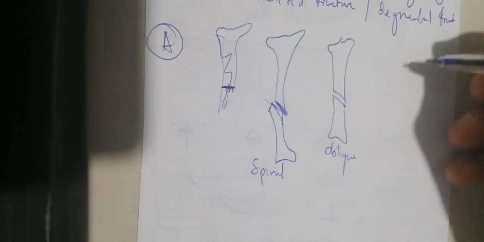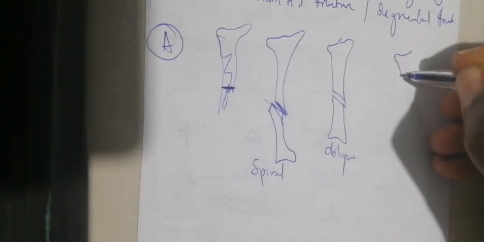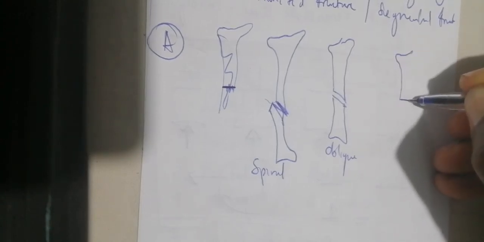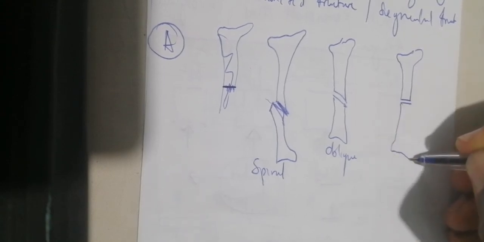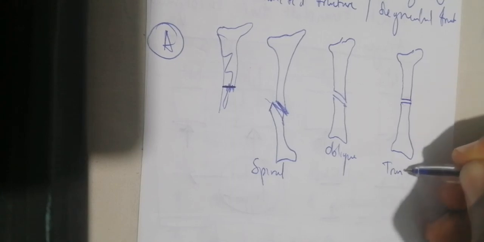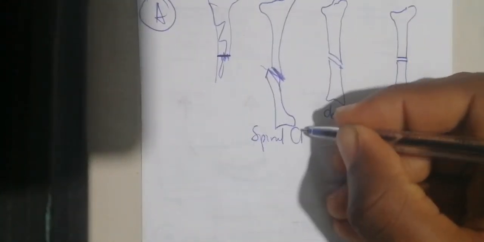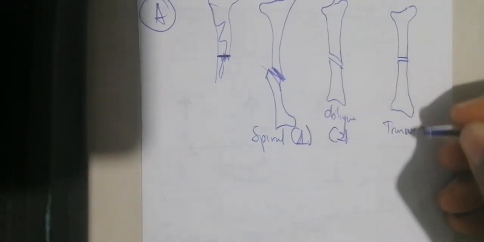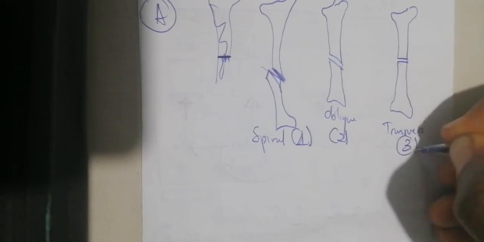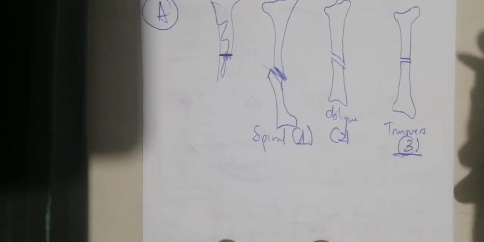Is it clear? And then the third one now is you have a fracture like this, and then it's straight like this, up like that, it's straight like this. So this is a transverse fracture. Now, a spiral fracture corresponds to number 1, an oblique fracture corresponds to number 2, and a transverse fracture corresponds to number 3.